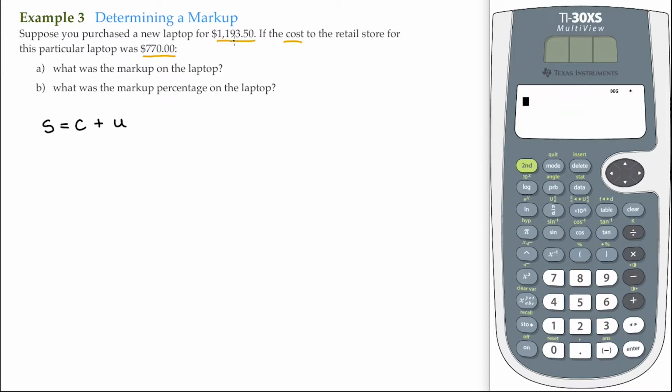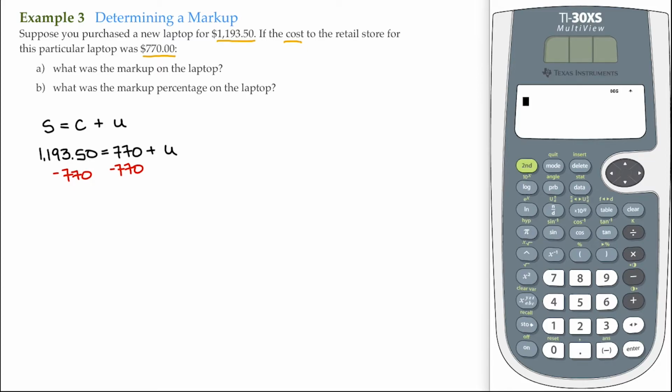So the selling price, $1,193.50. That's going to be equal to the cost, that was $770. And then, of course, plus the markup. So to determine the markup, we'll just do a little bit of algebra here. I'll just subtract out the 770 from either side.